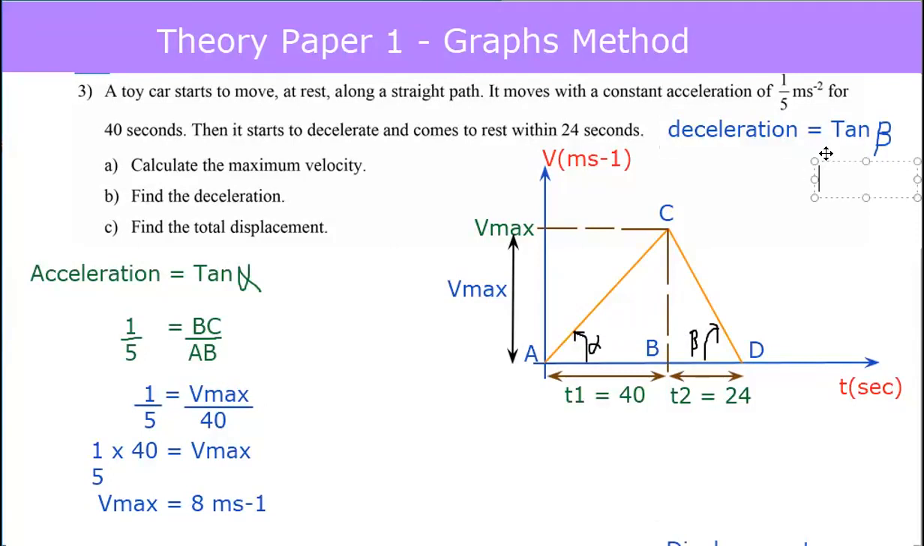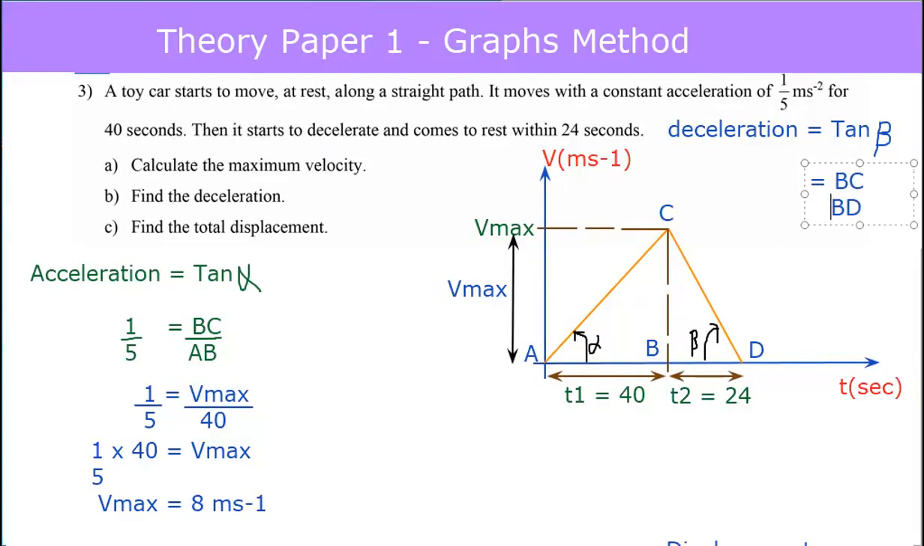So tan beta means opposite side divided by adjacent side. Opposite of beta is BC. Adjacent of beta is BD. Can you do the rest and find deceleration? Send your answers to my Zoom chat.